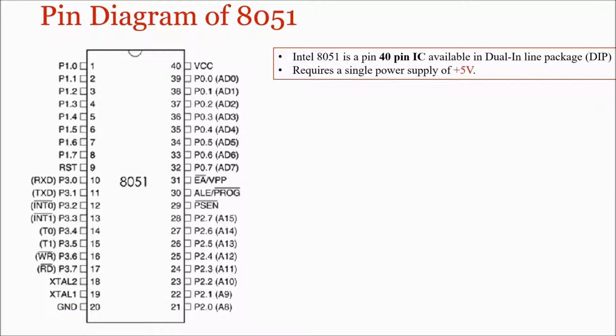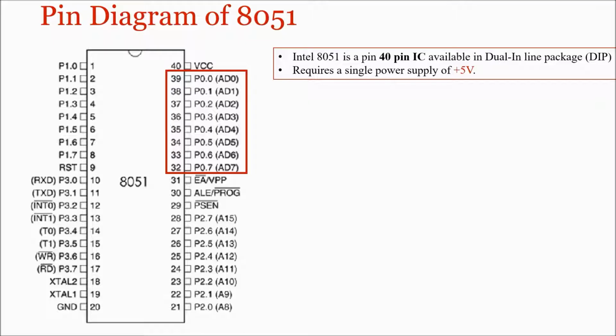Then it has 4 ports. Each port is of 8 bits. So pin number 39 to pin number 32, or we can say pin number 32 to pin number 39, these pins are associated with port 0, P0.0 to P0.7.